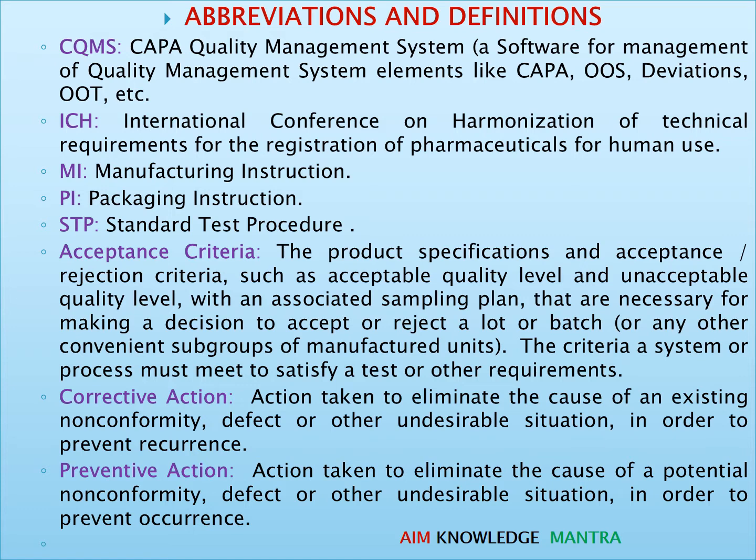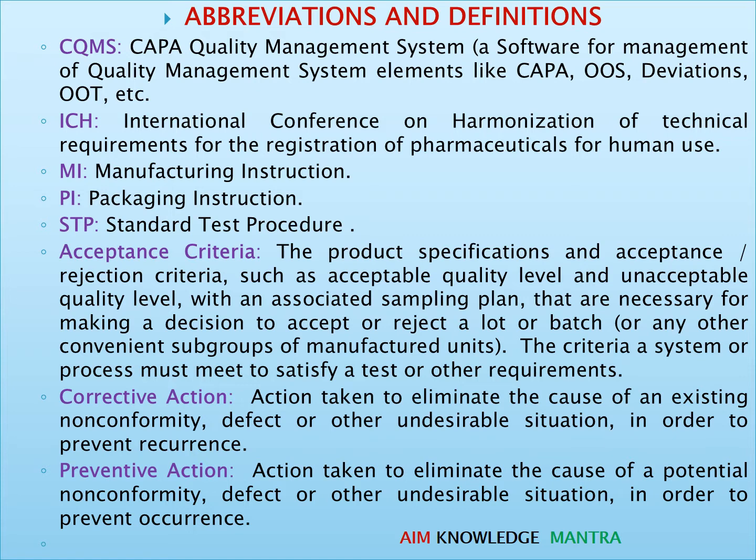STP, Standard Test Procedure. Acceptance criteria, the product specifications and acceptance, rejection criteria, such as acceptable quality level and unacceptable quality level, with an associated sampling plan, that are necessary for making a decision to accept or reject a lot or batch, or any other convenient subgroups of manufactured units. The criteria a system or process must meet to satisfy a test or other requirements.